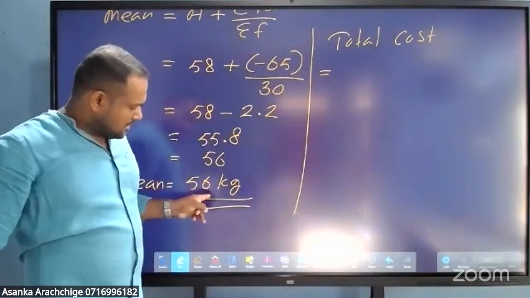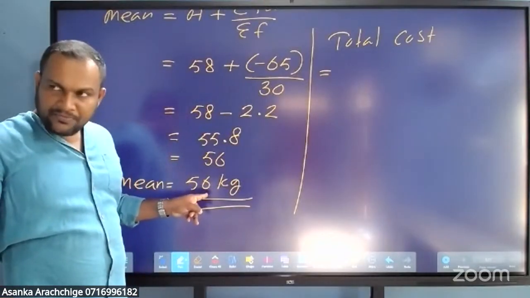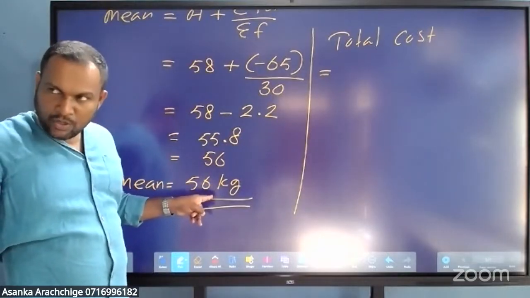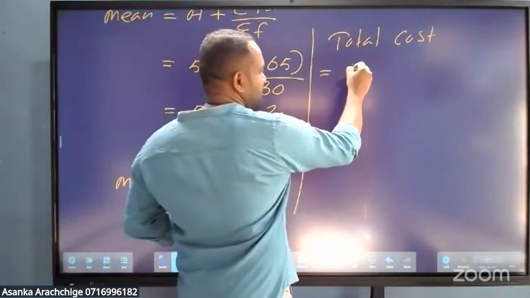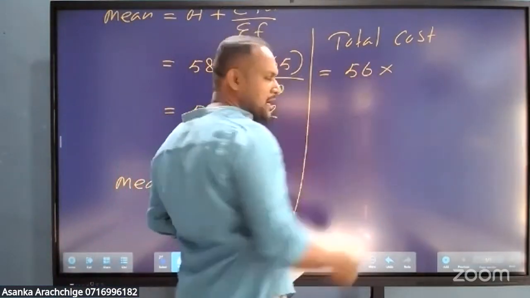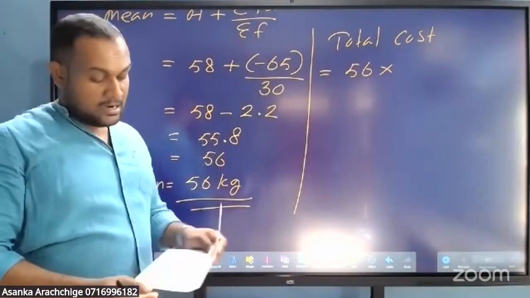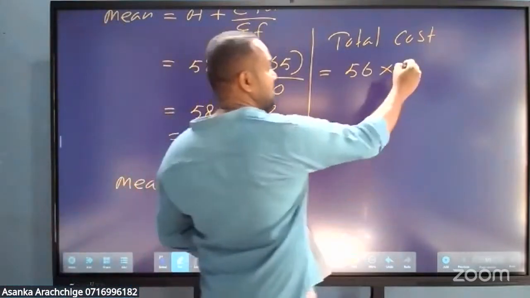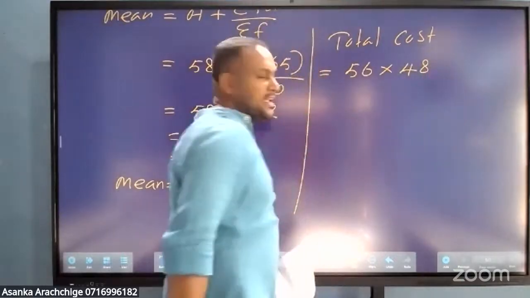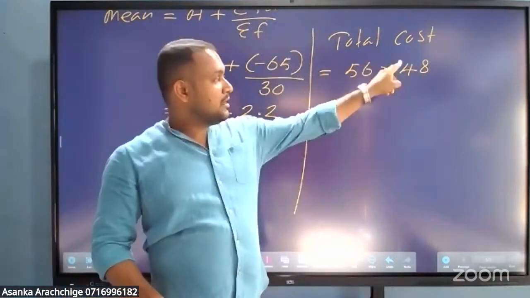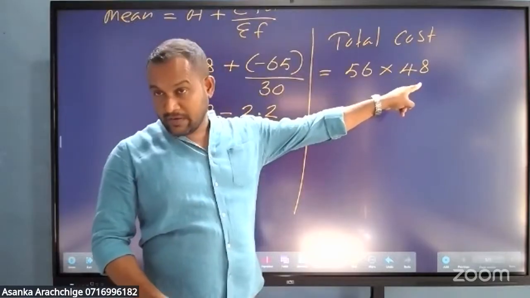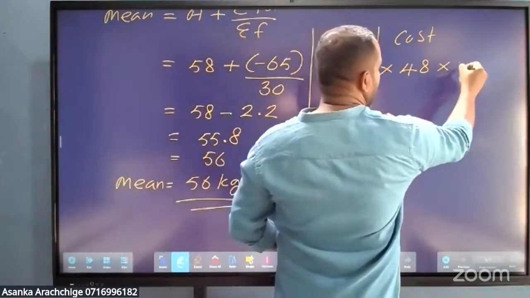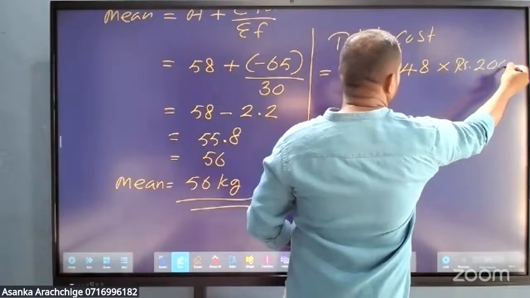Per day, they provide 56 kilograms of rice. 56 kilograms of rice per day. They have provided them for 48 days. Then this is multiplied by 48. Now they provide 56 times 48 kilograms of rice. The cost of 1 kilogram is 200 rupees. So multiply this by 200 rupees.